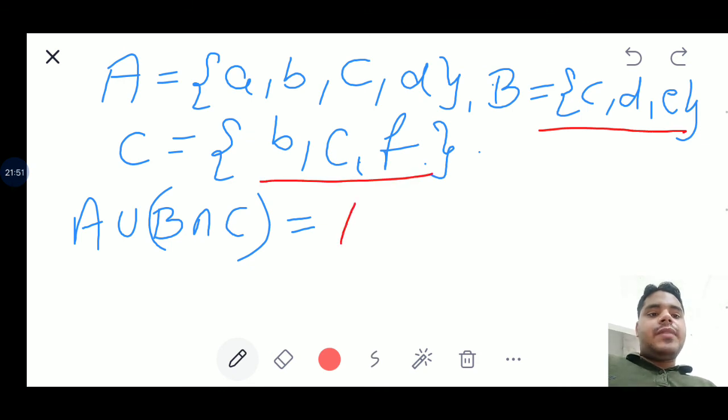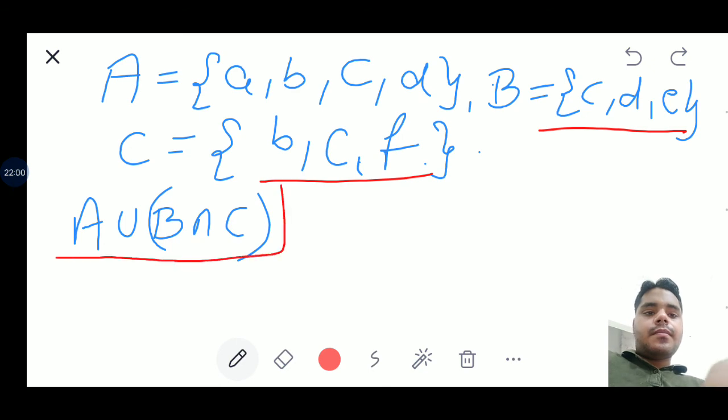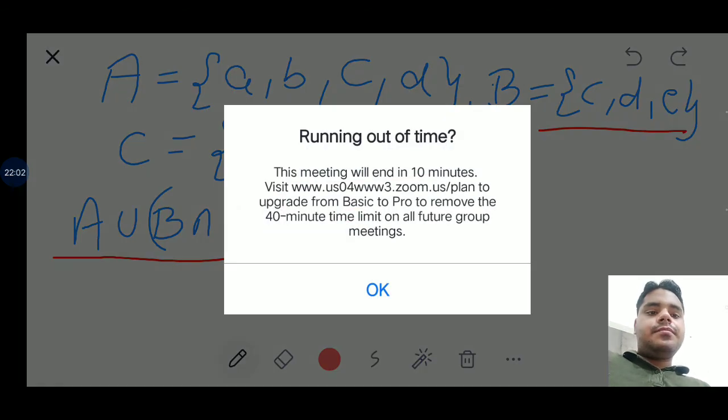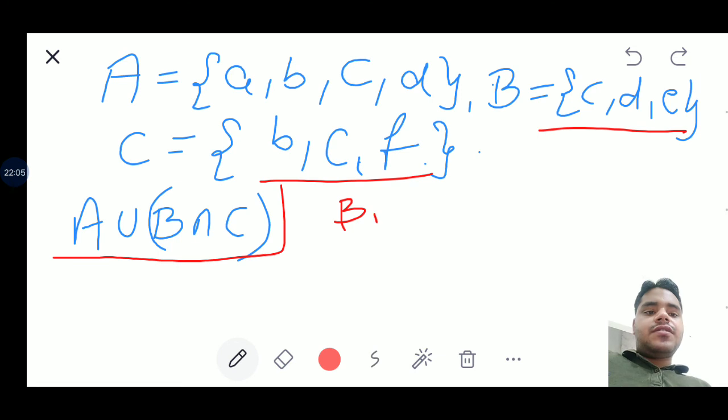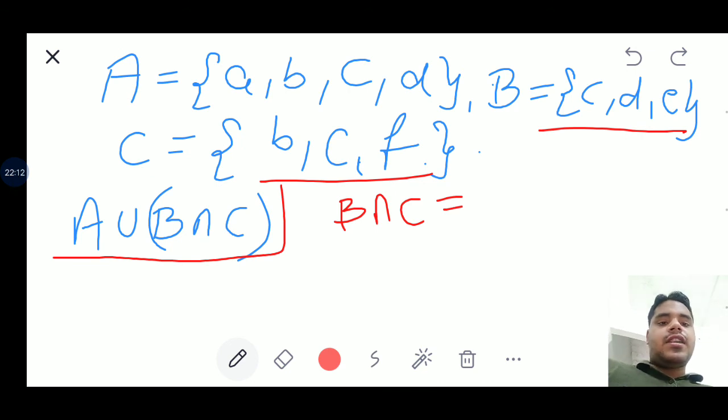So what is the value of B and C? Let's write a set. For this we need to find the value of B intersection C. Here I will tell you the language of these two sets, intersection and union. After this I will explain. So B intersection C is equal to, what are the common elements? Only C, I think so. Only C is common between them.